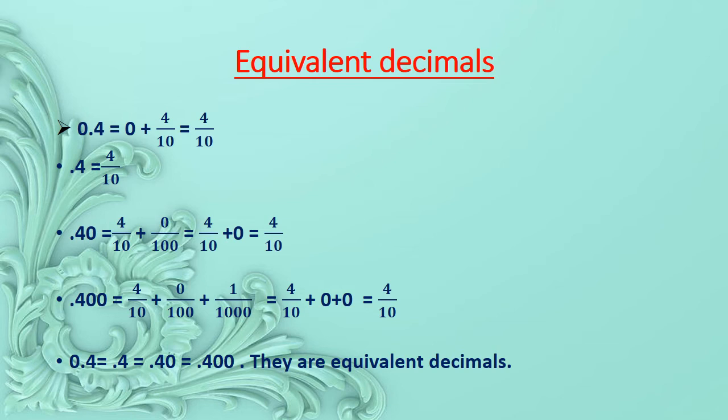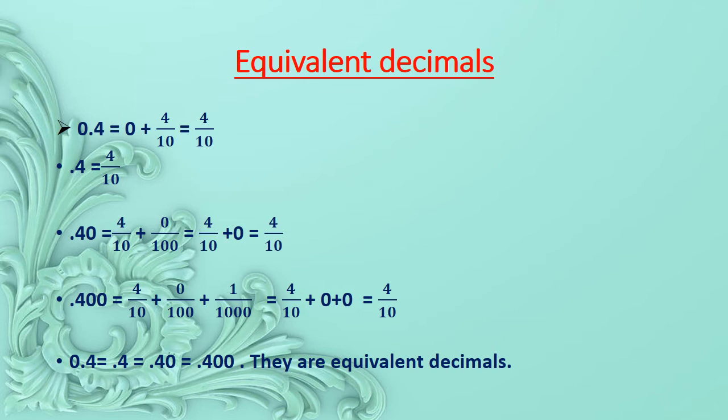Moving further, the digit in the tenths place is 4. So now how can we write this? 4/10 plus, in the hundredths place we have 0, so we can write it as 0 by 100. Now students, solving it further, we will have 4 by 10 plus, as we know that 0 is going to be divided by 100, so our answer will automatically be 0. So after adding, we are going to have 4 by 10. So here also we have the same answer, 4 by 10.